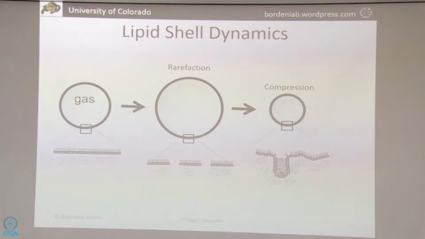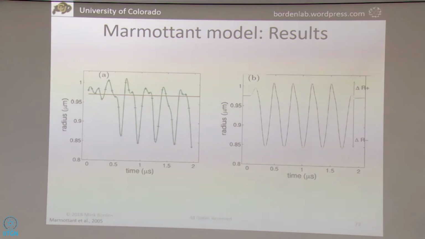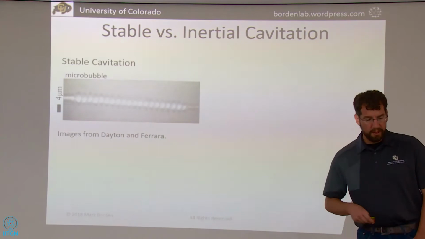But this model is able to capture these asymmetric oscillations of microbubbles that are observed with high-speed cameras in the Netherlands. You get these asymmetric oscillations. Those were compressing more than they were expanding. You can see that here. And it's a pressure phenomenon. So at lower pressures, you see more asymmetry. At higher pressures, it starts to oscillate more smoothly. So that's a little bit about the bubble physics.